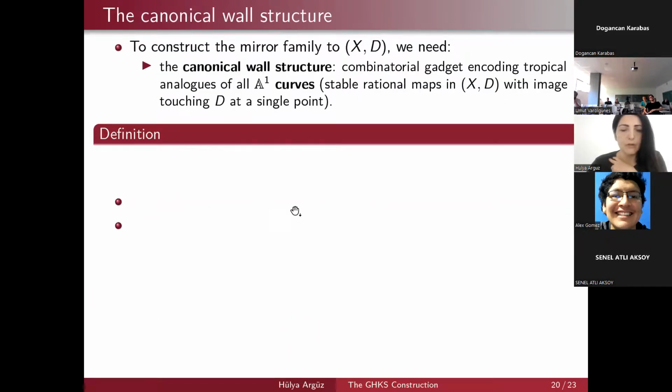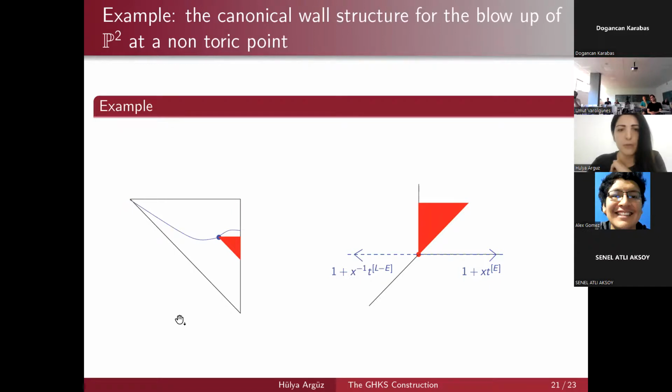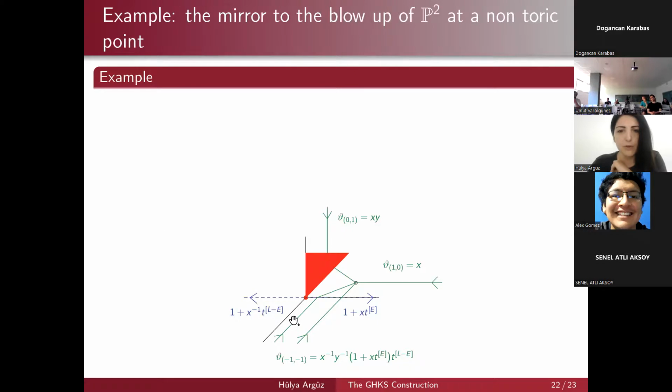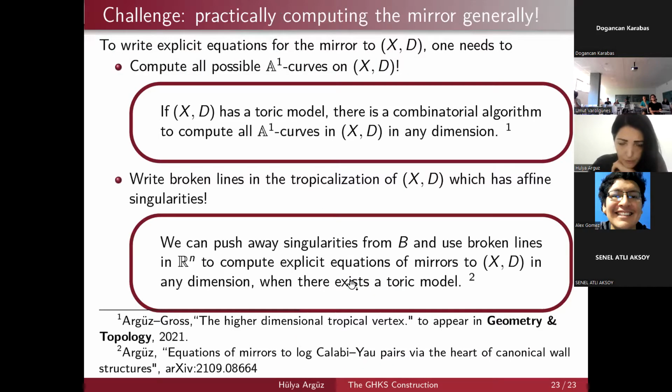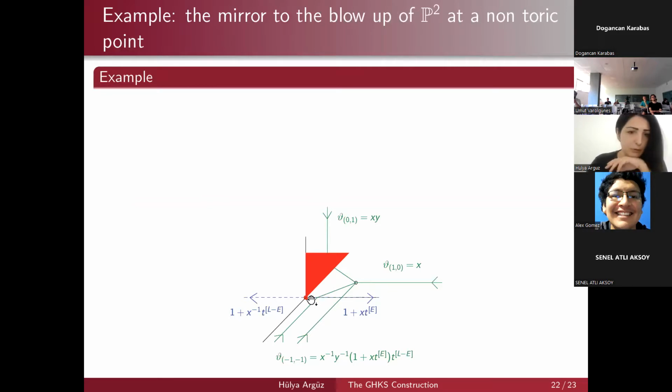And I wanted to define the canonical wall structure here. It is a wall structure where you take the tropicalization of a log Calabi-Yau pair, and the walls, the dimension 1 cells, as mentioned in the talk of Pierrick, are the tropicalizations of all A^1-curves. As an example, if you blow up P^2 at one non-toric point, here is the canonical wall structure associated to it. If you write broken lines, this one is misleading; I think I should just write from the XY direction. There are four broken lines contributing to generating the ring of theta functions. I think this example is written better in one of my recent papers on explicit equations of mirrors to log Calabi-Yaus. It's all erased somewhat due to a compiling issue.